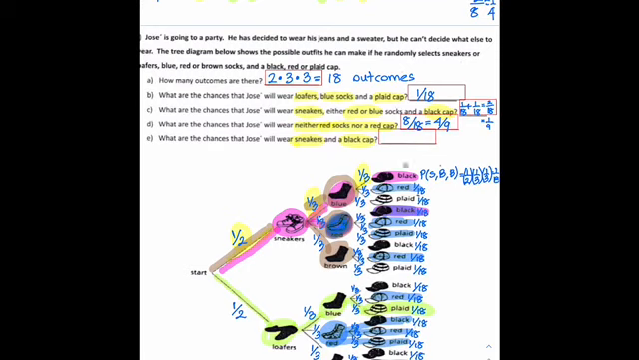So I have 1. And then for blue, I have another 1, so 2. And then for the brown socks, I have another 1, so 3. So at the end we have 3 outcomes out of 18. So we're going to write 3 out of 18 here. Don't forget to simplify it. The final answer after simplifying 3 out of 18 will be 1 out of 6.